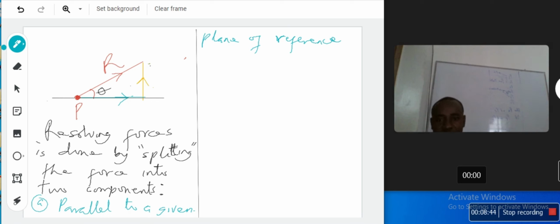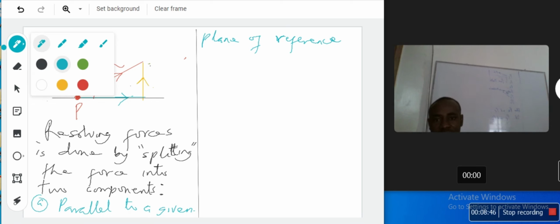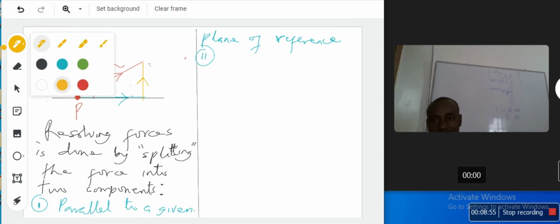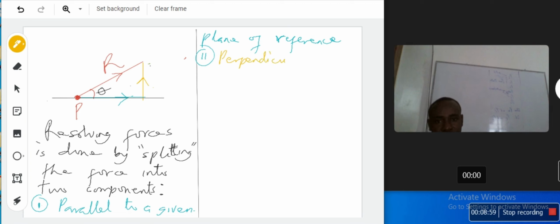Parallel to a given plane of reference, and then the other one, perpendicular to that same given plane of reference. What does the word perpendicular mean? Yeah, at 90 degrees, perpendicular to a given plane of reference.